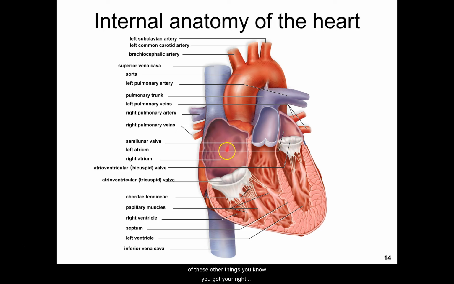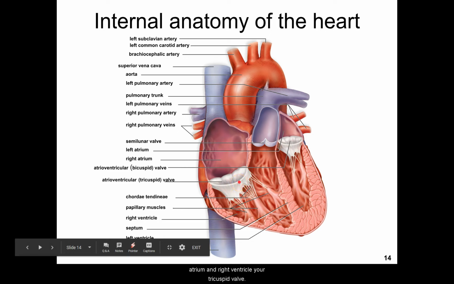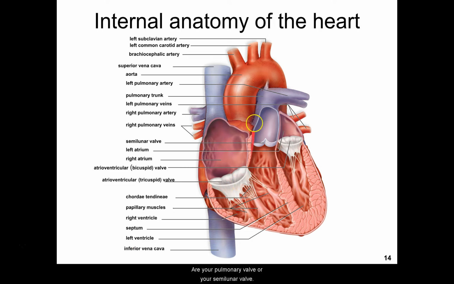You know, you've got your right atrium, your right ventricle, your tricuspid valve, your pulmonary valve or your semilunar valve, your left atrium, your mitral valve or your arterioventricular bicuspid valve, your left ventricle, you know, your aorta, your aortic arch, and your descending aorta. So again, this is all review, but this is stuff that you're going to have to know for the next test. So if you don't remember it from the last section, please go back and review some of these things.